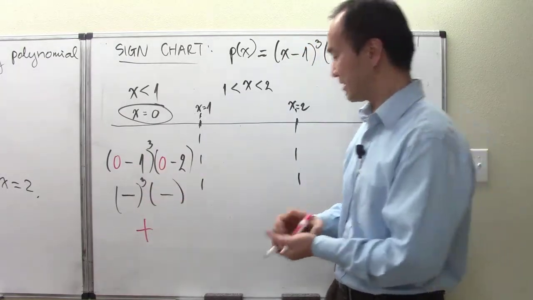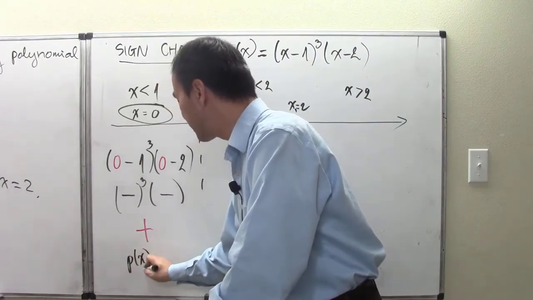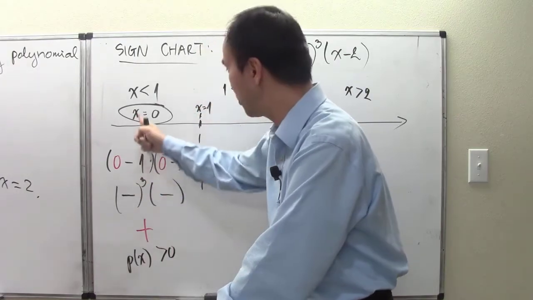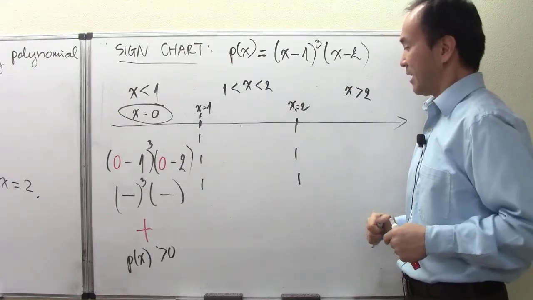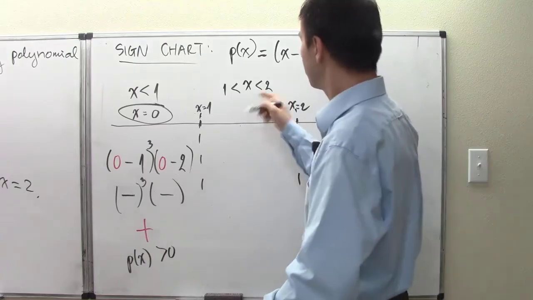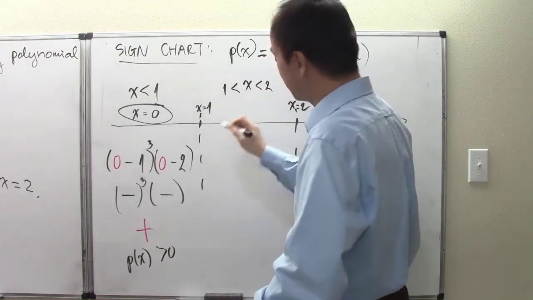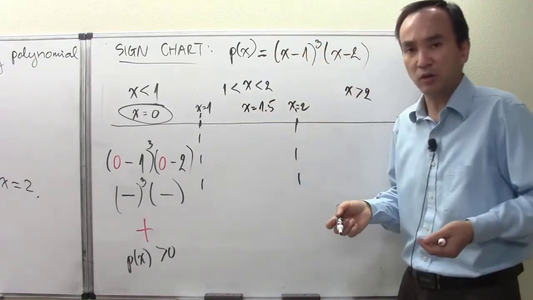Okay, so that means the polynomial p of x is going to be positive strictly inside of this interval, anywhere x less than 1. Okay, what about the one in the middle here? Between 1 and 2, I can go with x equals 1.5. We have to go with decimals sometimes.